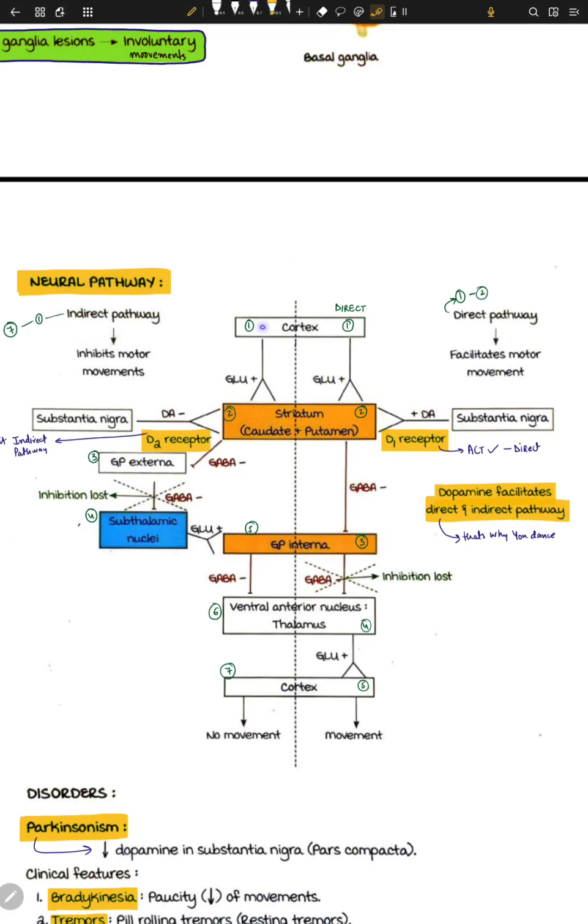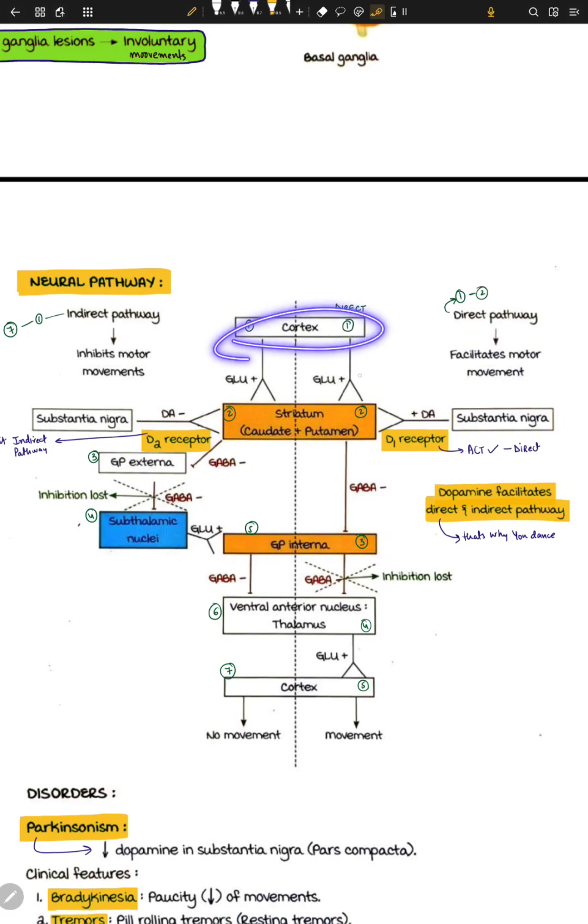What happens in the indirect pathway is the cortex gives glutamate to the striatum. Striatum is activated. Striatum is GABA. It inhibits GP externa, and GP externa further inhibits the subthalamic nucleus. And if the inhibition is lost, then the GP externa will not be activated, and what happens is that this ventral anterior nucleus is inhibited.